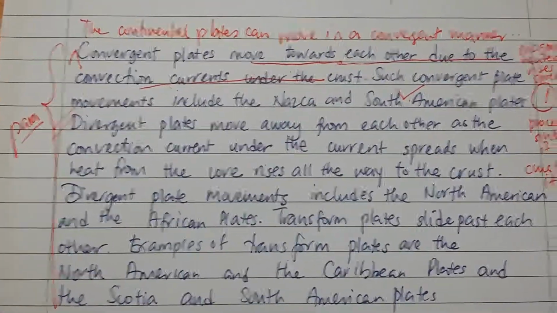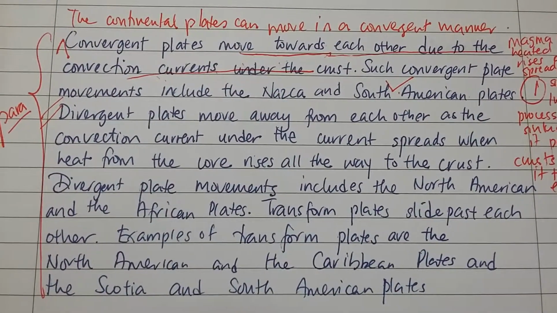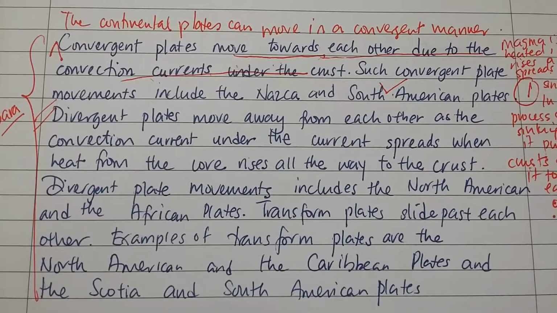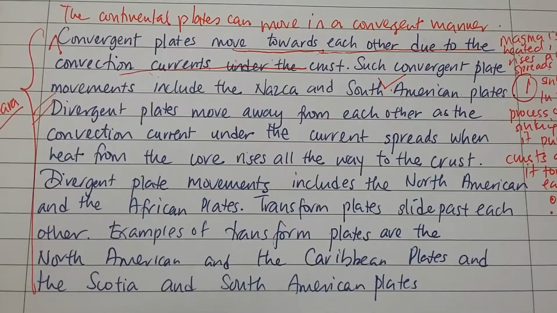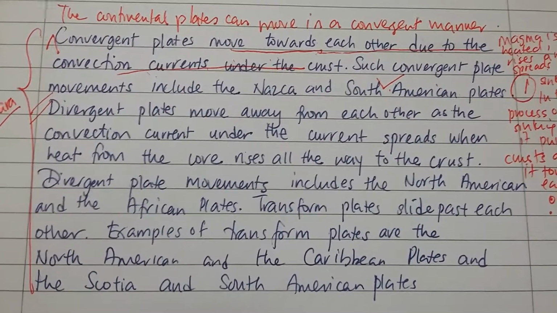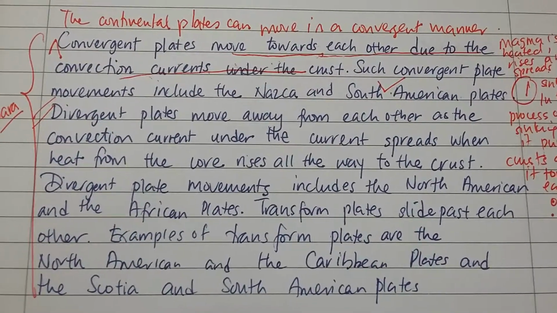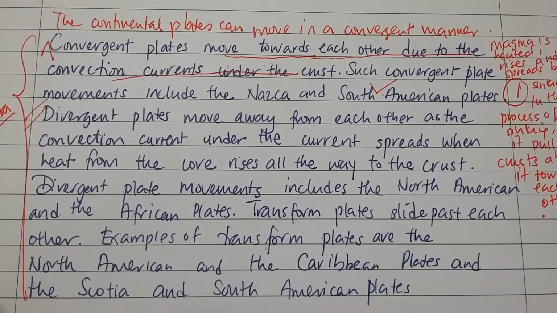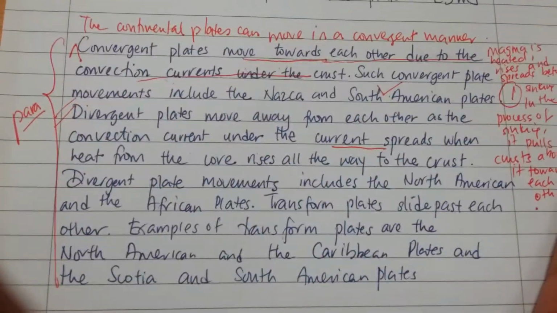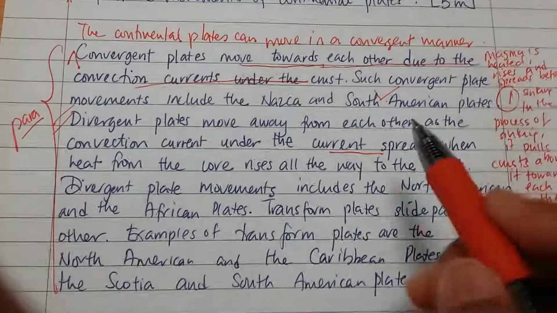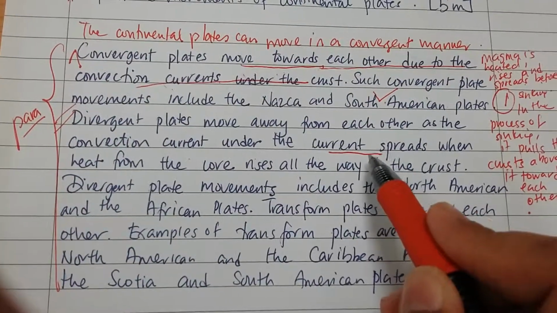Now the next one, you talk about the divergent plate movement. Okay, divergent plate movements, divergent plates move away from each other as the convection current under the crust spreads when the heat from the core rises all the way to the crust. So if it spreads under the crust, then what happens to the plate? You have to give elaboration, explain further. Now this is what's lacking in this answer. The convection current spread, so what is the result of that? You're supposed to give a cause and effect.